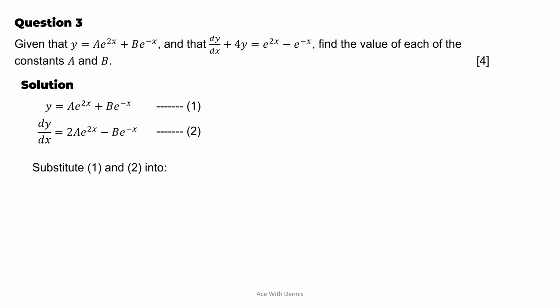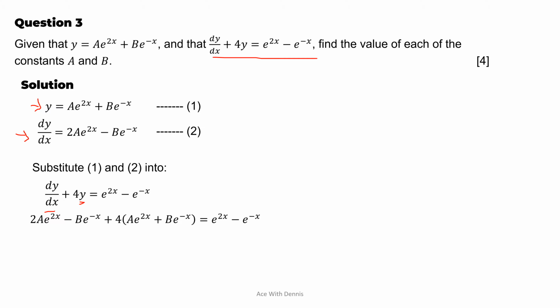After that, we substitute equation 1 and equation 2 into the equation given, which is this one: dy over dx plus 4y equals e to the power of 2x minus e to the power of negative x. This dy dx we substitute with this equation, and this y we substitute with this equation. Therefore, it becomes 2ae to the power of 2x minus be to the power of negative x plus 4 bracket ae to the power of 2x plus be to the power of negative x equals e to the power of 2x minus e to the power of negative x.